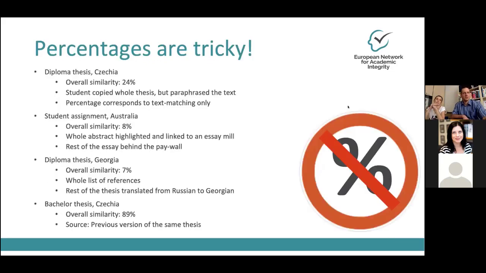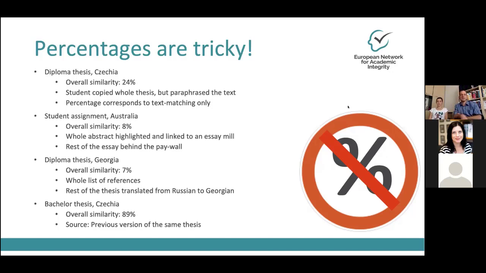And also, what is, I believe, the most important point: percentages are tricky. Don't rely on percentages only. From our experience, we came across some cases where percentages were really, really misleading. Recently, we had a diploma thesis at our institution. The overall similarity was only 24%, but after more detailed investigation, it turned out that a student copied the whole thesis but paraphrased the text. So it was basically 100% plagiarism, but the text match was lower.